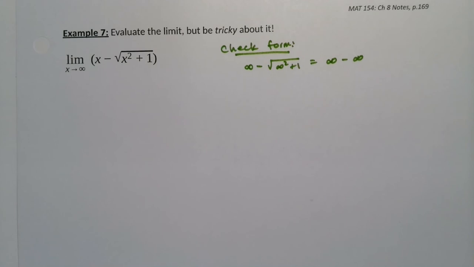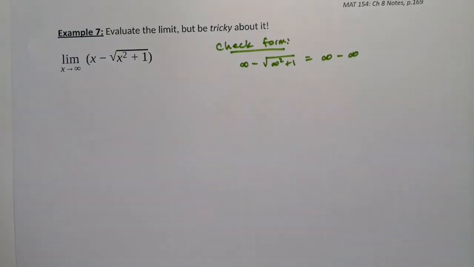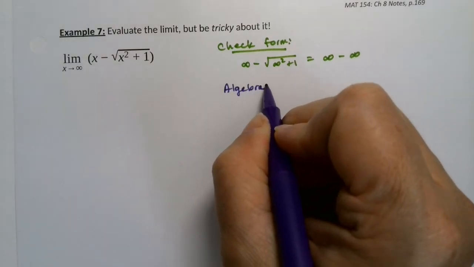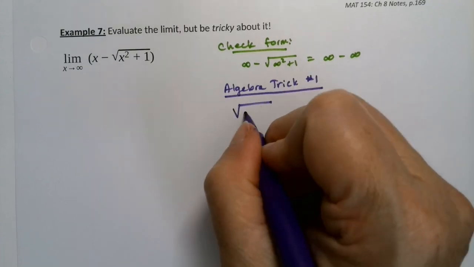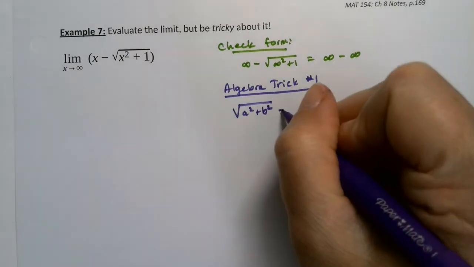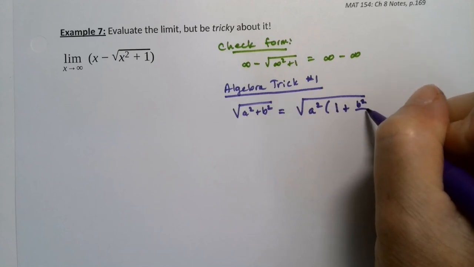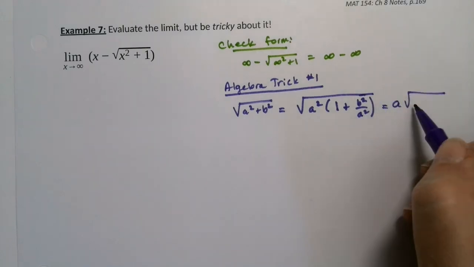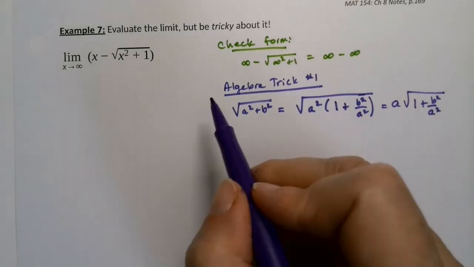So trick number 1. This is just an algebra trick that I'm about to apply. Algebra trick number 1. Let me remind you of some things here. If I have the square root of a squared plus b squared, that's equal to the square root of a squared times 1 plus b squared over a squared. You can factor, in other words, which would be a times the square root of 1 plus b squared over a squared. Sneaky, huh? Okay, so that's what we're going to use.